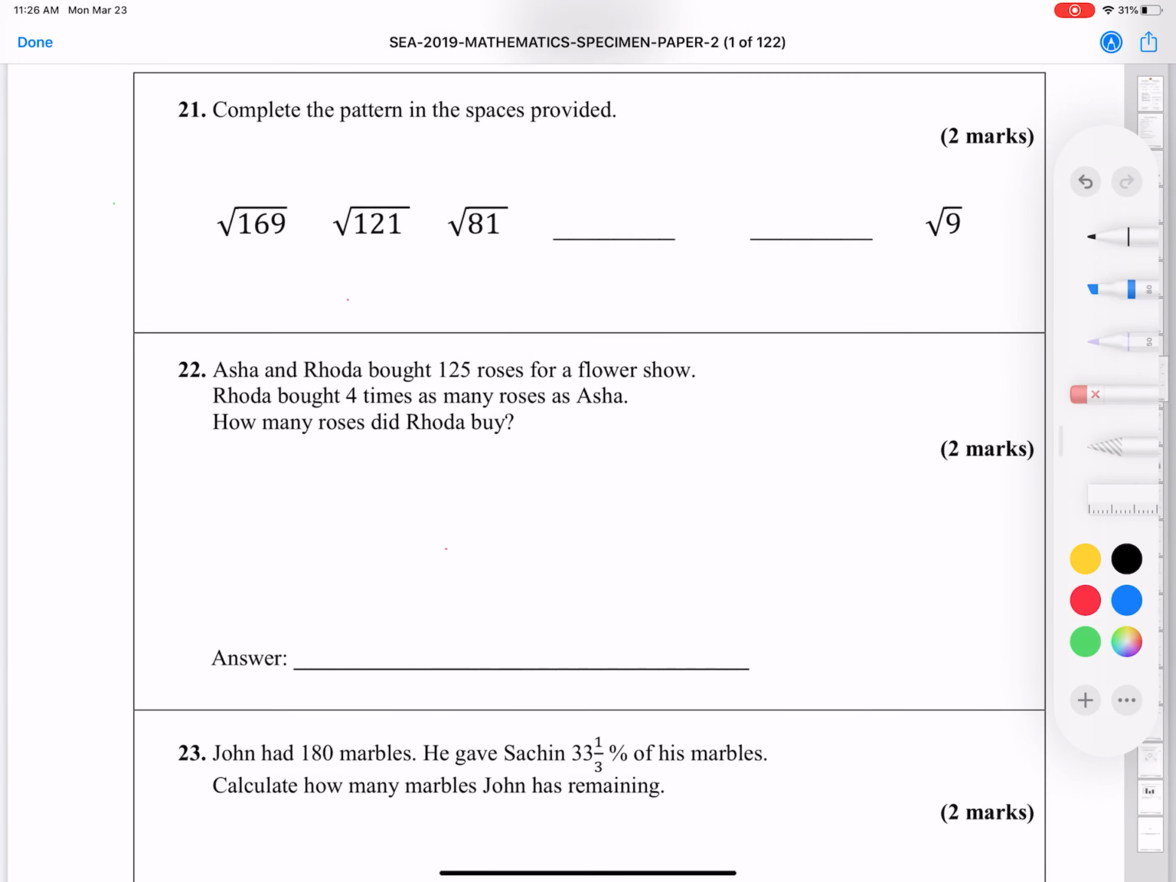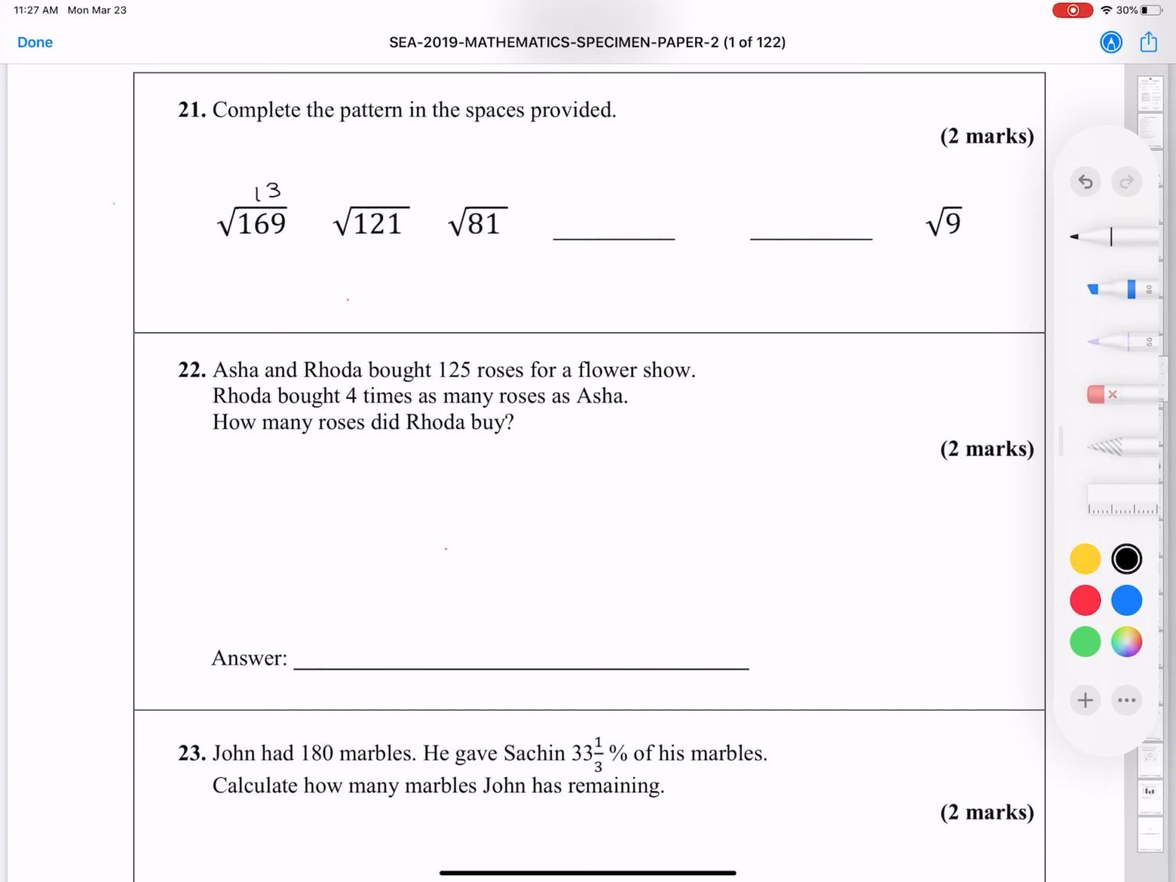Section 2. Complete the pattern in the spaces provided. The square root of 169, the square root of 121, the square root of 81, and the square root of two other numbers leading to the square root of 9. The square root of 169 is 13.